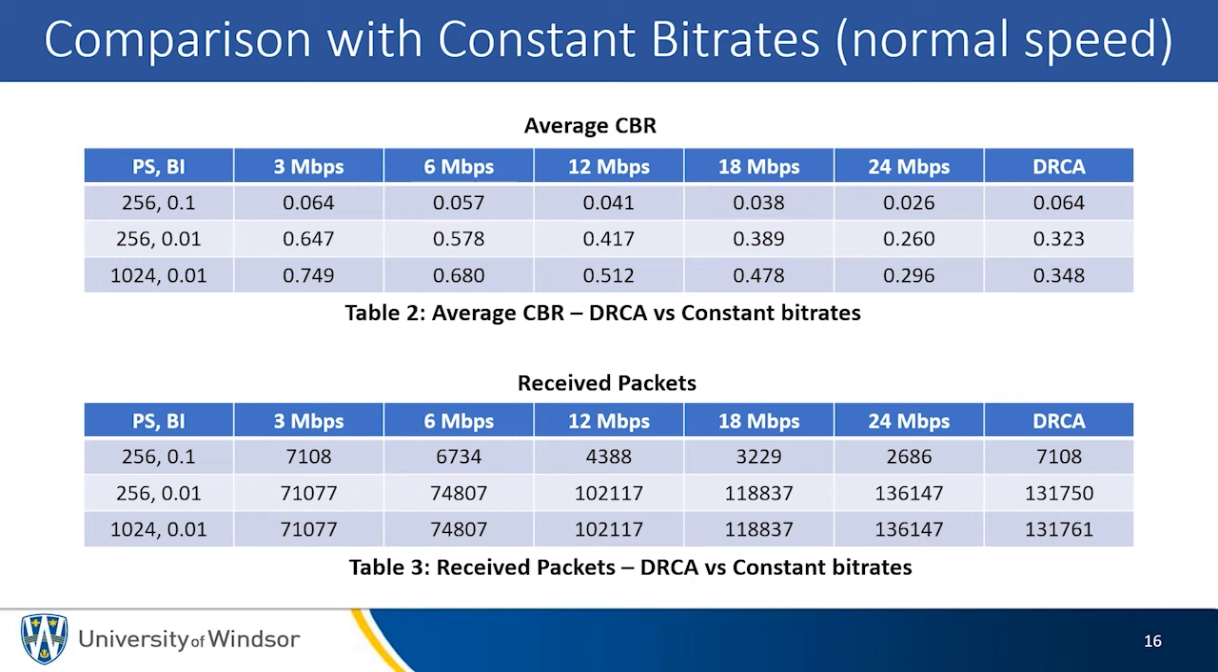The first case, with 256 byte packet size and 0.1 beacon interval, is considered to be a low congestion scenario since only 10 messages are generated per second. The other 2 cases are considered to be high congestion scenarios since 100 messages are generated per second.